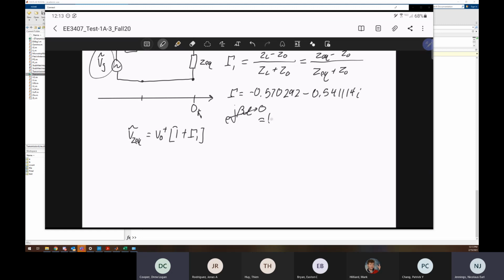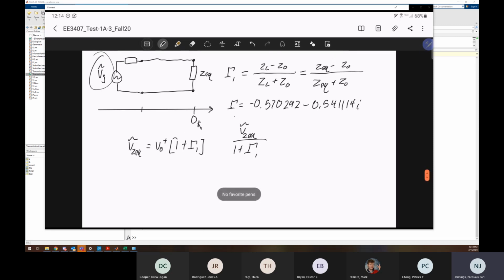So it just disappears from the equation. Now that we have our new equation, we can solve for V naught plus using VZEQ. So what we'll do is rewrite this, and we'll do this 1 plus gamma. This will be gamma 1, obviously, because we're in this transmission line over here. It might seem confusing what gamma you use. That'll actually be addressed, I believe, later in this problem.